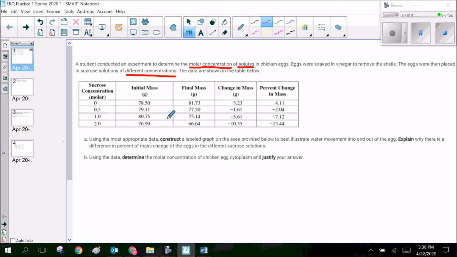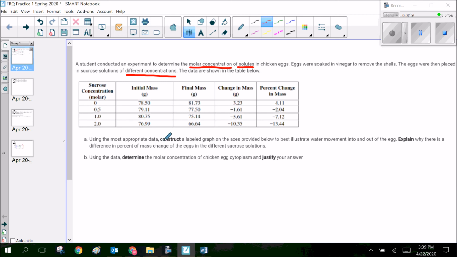study. So from what I'm seeing, they put a bunch of chicken eggs in different concentrations of sucrose, and they saw that the mass of the chicken eggs changed. Before I even draw a graph, I can see that with a 0 molar concentration of sucrose, the chicken egg actually increased in mass. So it changed in a positive value, which means that it got bigger. Whereas in all the other sucrose concentrations, the egg seems to have shrunk or changed in mass somehow. Interesting. Okay, so now I go into the questions.